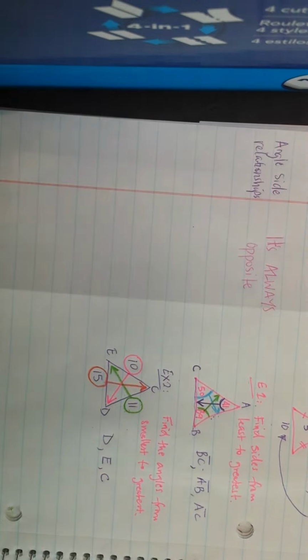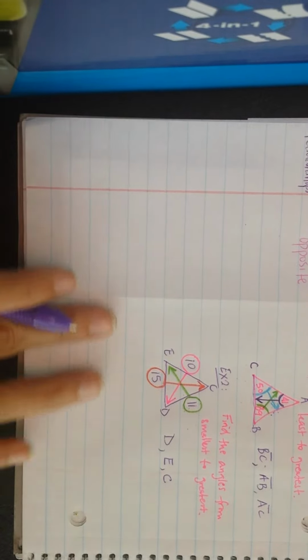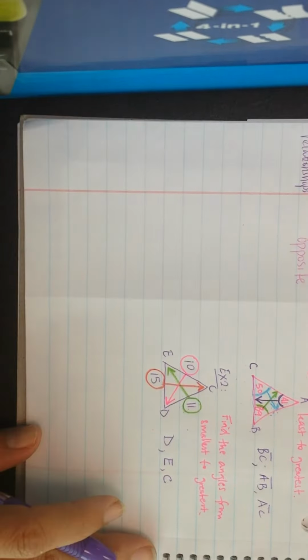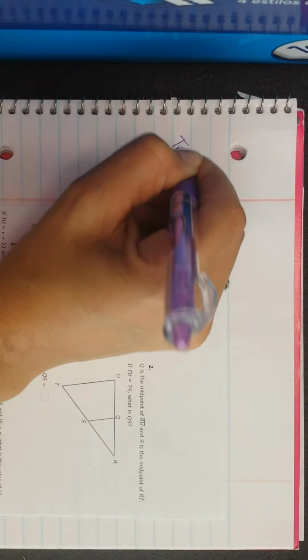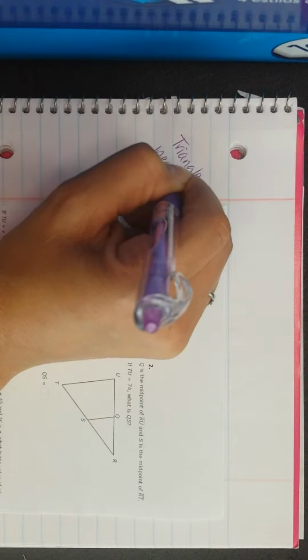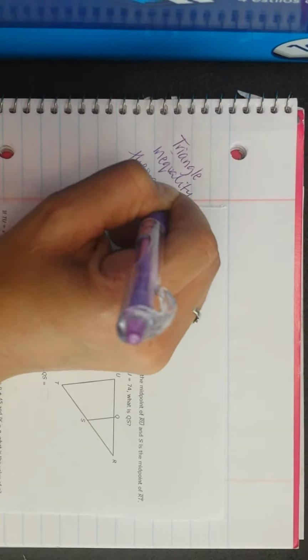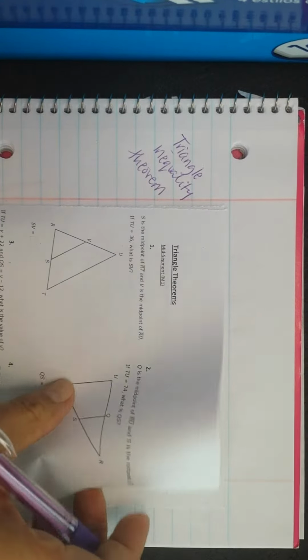All right, so the next one we're going to take a look at, I'm not going to really have space, so I'm going to go to the next page and write on the back of the next page. My title is Triangle Inequality Theorem, so I'm going to write it here in the margin. Triangle Inequality Theorem.